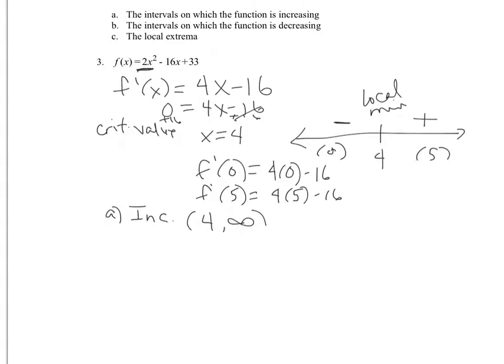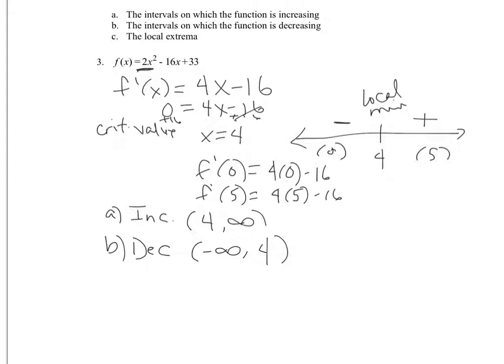Now, how would we identify the interval that's decreasing? Now be careful. Remember, when we give our interval, we've always got to go from least to greatest. So we don't start at 4. We have to start where? There you go. From negative infinity to positive 4 is where the interval is decreasing. So far, are we okay?